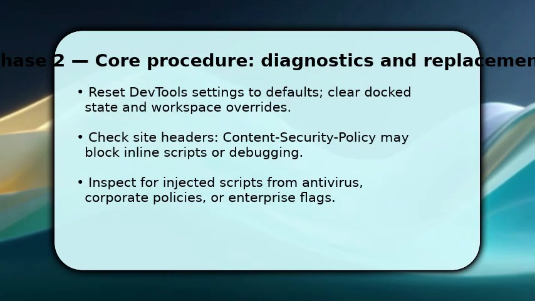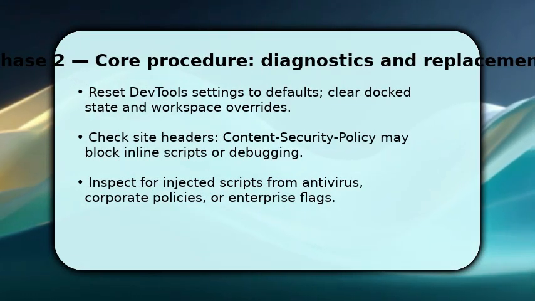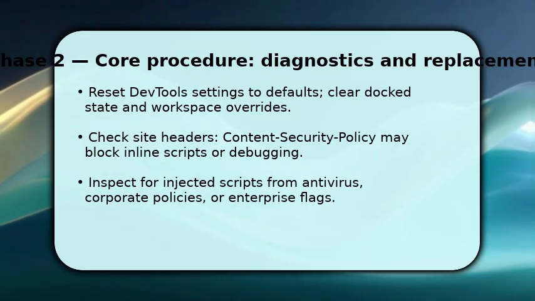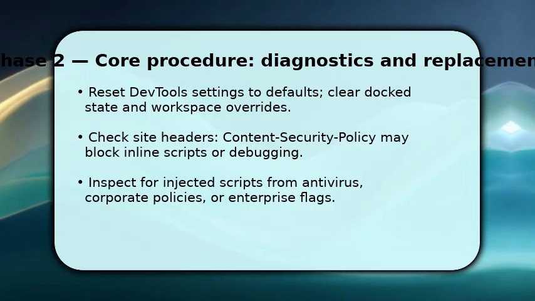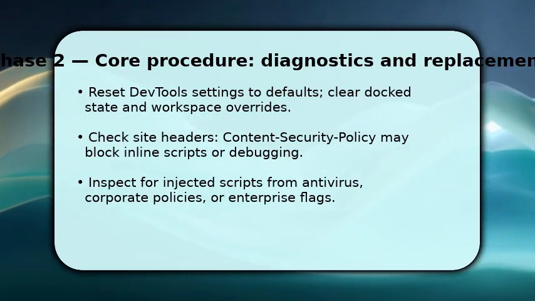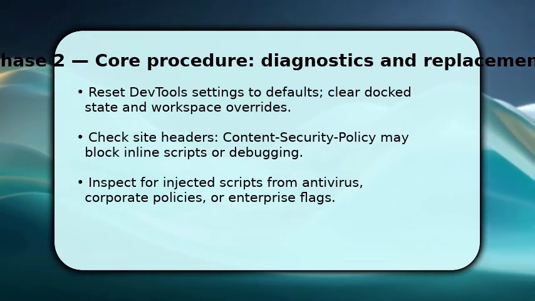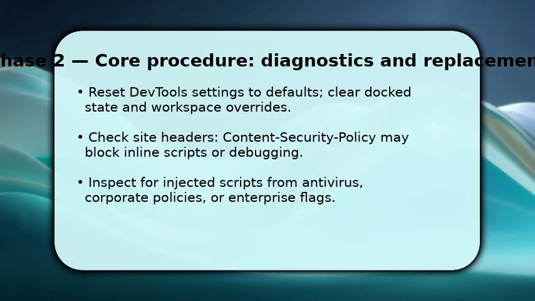Once done with initial checks, you diagnose deeper causes and apply targeted fixes. Reset DevTools to defaults to remove corrupt preferences, clear docked state, and remove workspace overrides that block files. Then examine response headers. A strict content security policy can prevent inspect hooks.